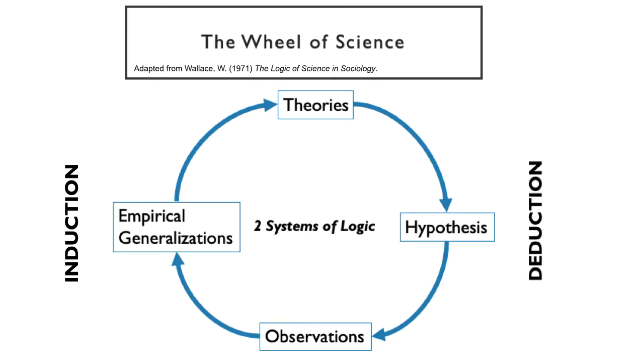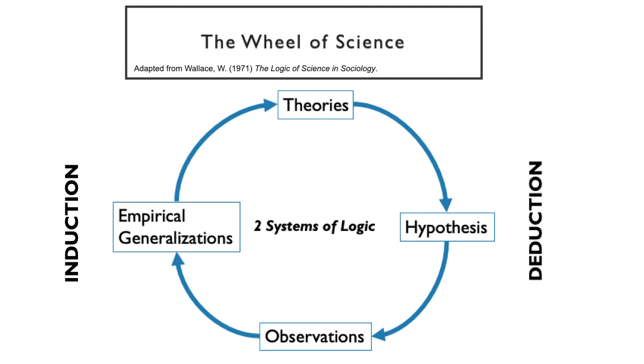Scientific research is a way of knowing that is based on two systems of logic. Induction is a process by which we take observations of specific individuals and make empirical generalizations about them. From these generalizations, we propose theories to explain how things work given what we have observed.